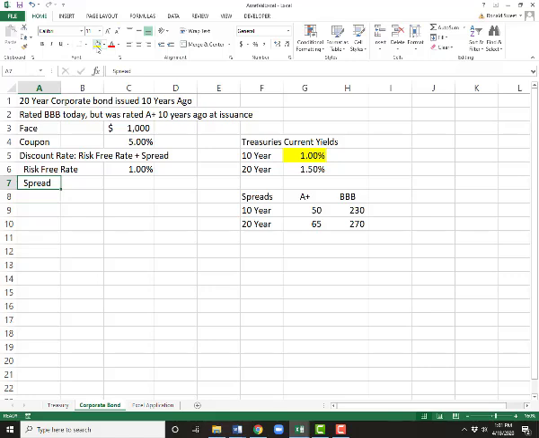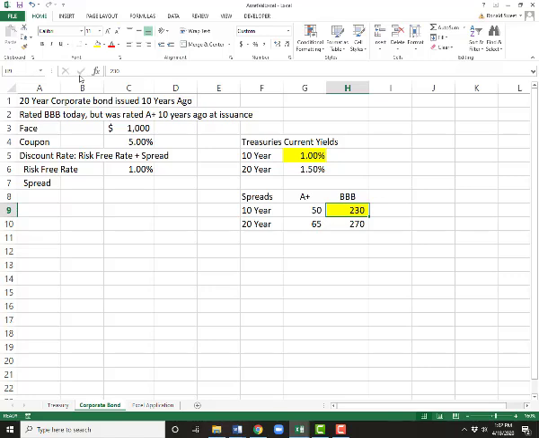Remember, the spread, you have to divide by 10,000. So the spread is going to be, well, what? Well, we don't care about the fact that it was A plus when it was issued. That doesn't matter. What we care about is what is its rating today. Today it's rated triple B, and it has 10 years left.